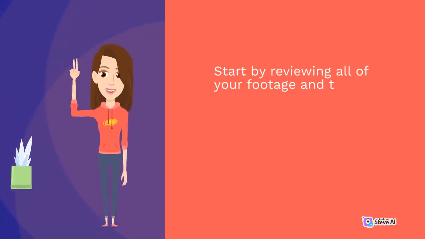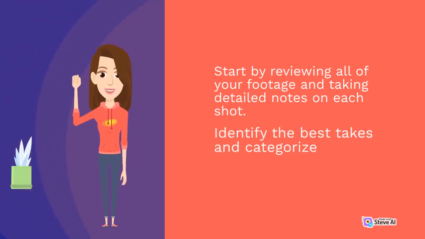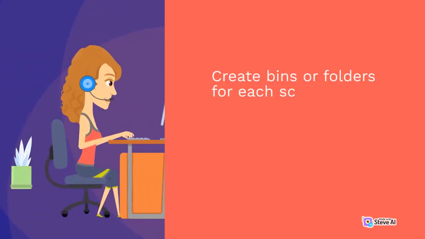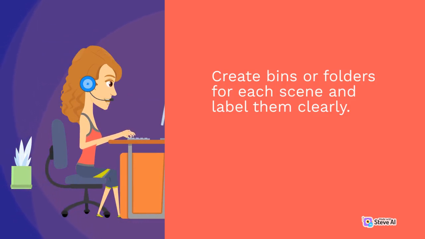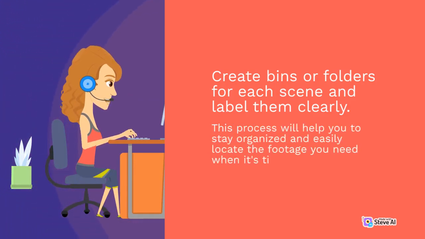Start by reviewing all of your footage and taking detailed notes on each shot. Identify the best takes and categorize them by scene or sequence. Create bins or folders for each scene and label them clearly. This process will help you to stay organized and easily locate the footage you need when it's time to start editing.